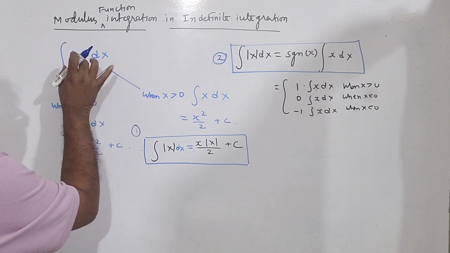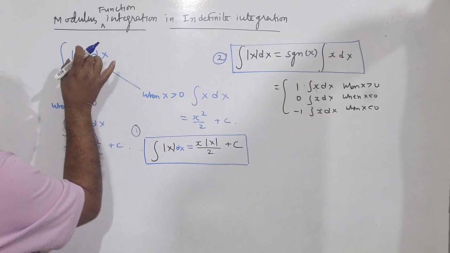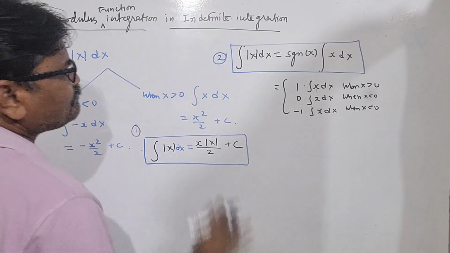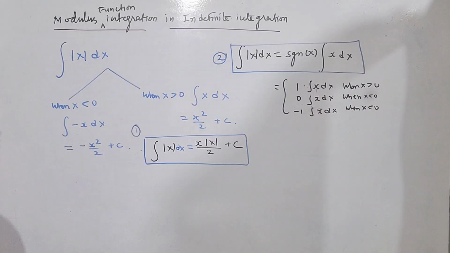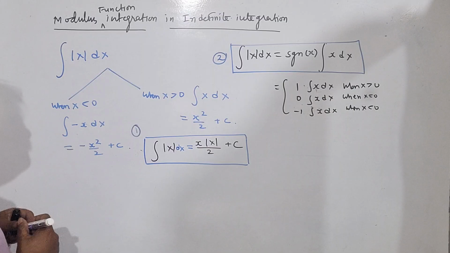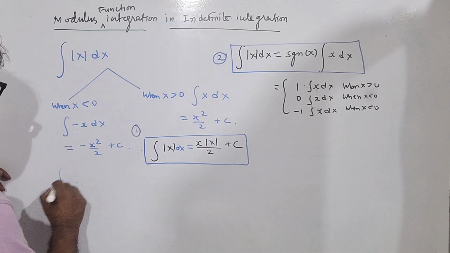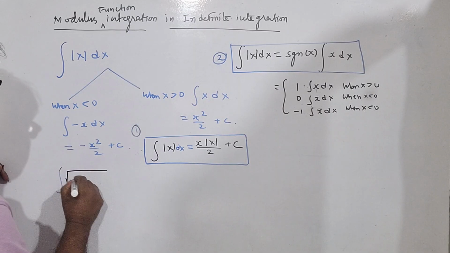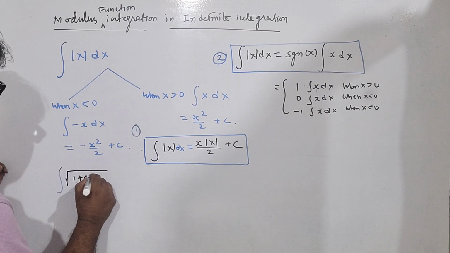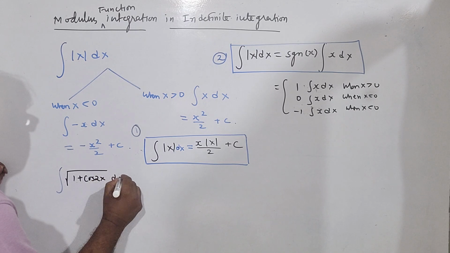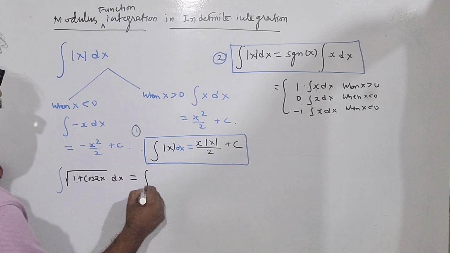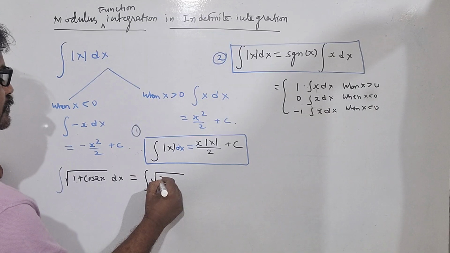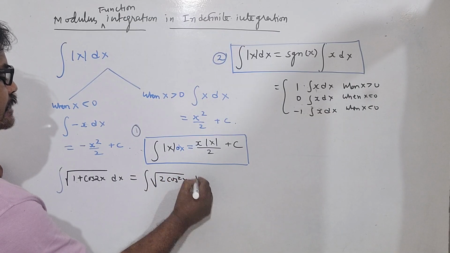I said that while doing the integration of modulus function, we will not give so much importance to the modulus sign. We will simply consider it as a positive x and we will integrate it. Fine. For example, let me explain with another example. See, I want to integrate the integration of square root of 1 plus cos 2x dx. So what is that? 1 plus cos 2x means 2 cos square x, correct?